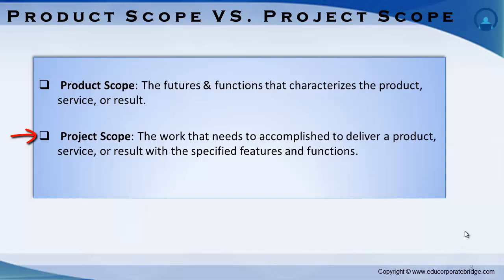On the other hand, product scope is the characteristics, features, or function of the product, service, or result that is to be created. It is basically the outcome of the project. The product scope is all about the product. How will it look like? How will it function? Etc.